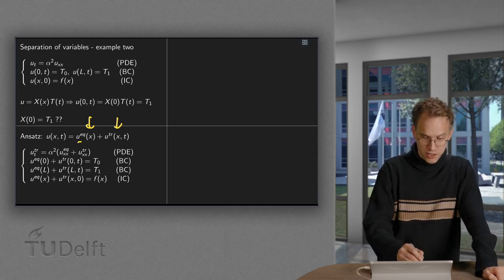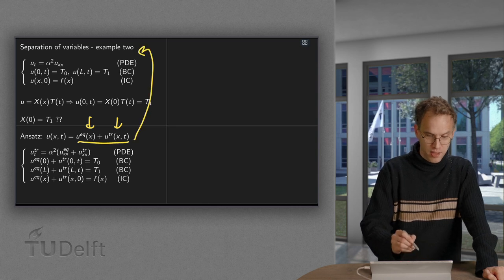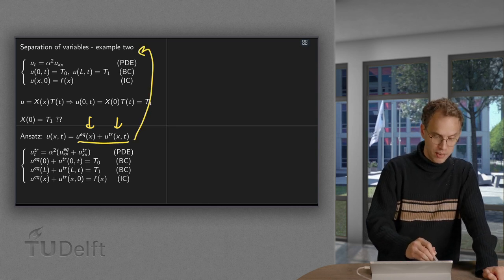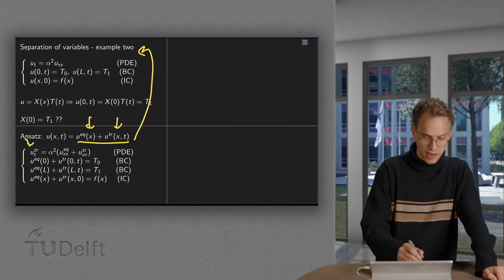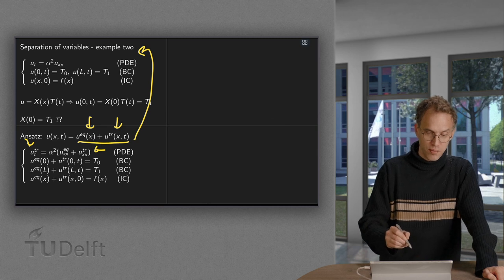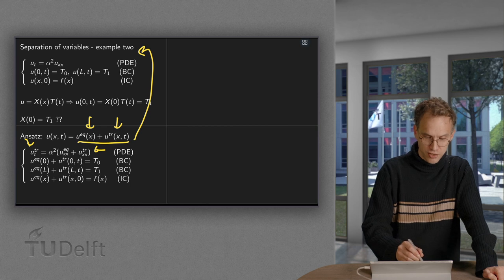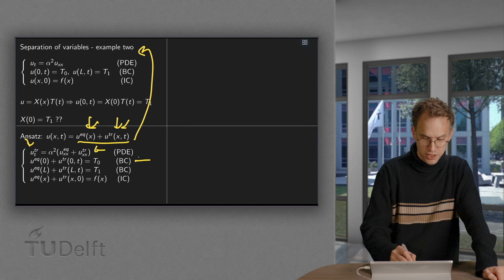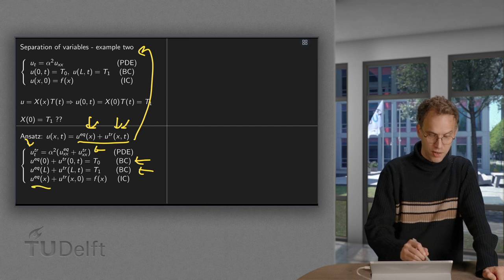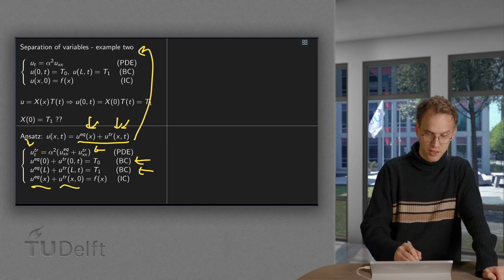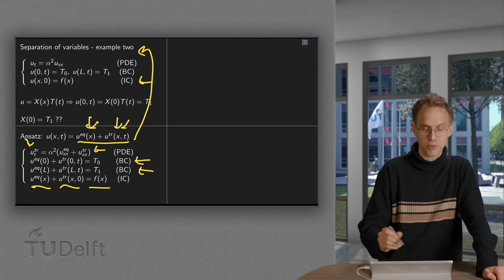We plug in the ansatz here in the PDE. On the left-hand side, we only get the time derivative of the transients, because the equilibrium solution does not depend on time. And here we get both terms. Then we plug it into the boundary conditions. At x equals 0, we get the equilibrium at 0 plus the transient at 0, comma t equals T0. At L, similarly, but now T1. And for t equals 0, we get u equilibrium of x plus the transient of x, comma 0 equals f of x, which has to be equal to our initial condition.